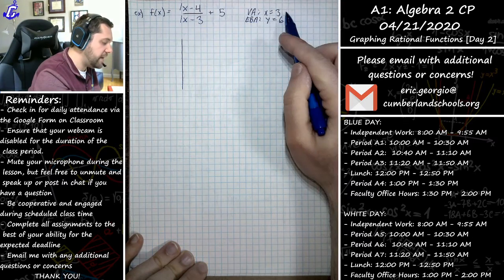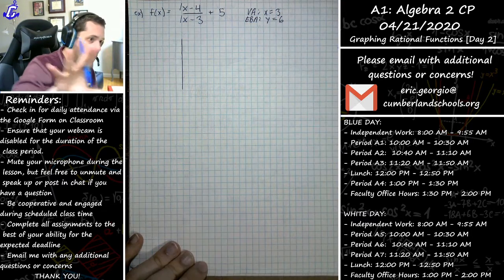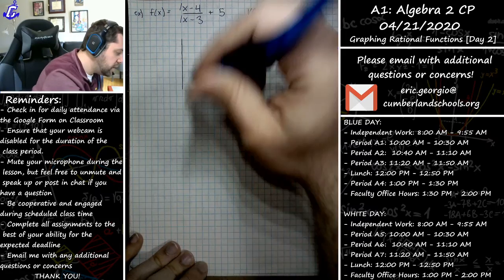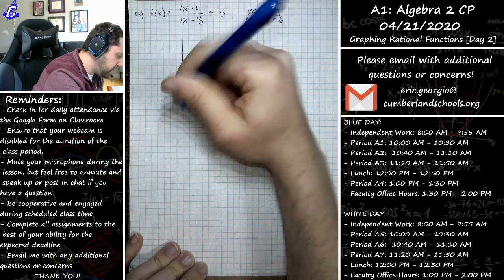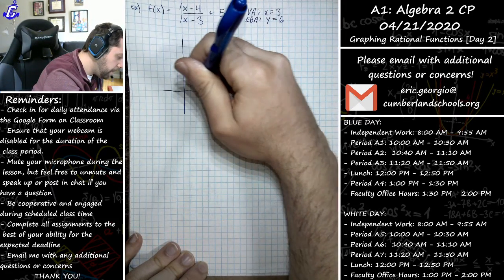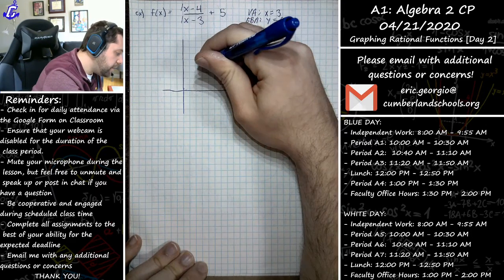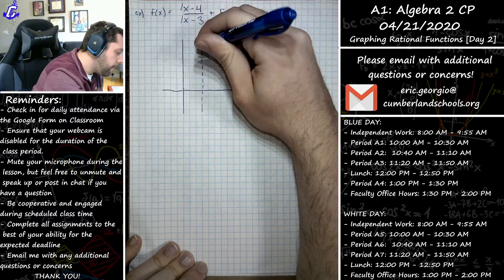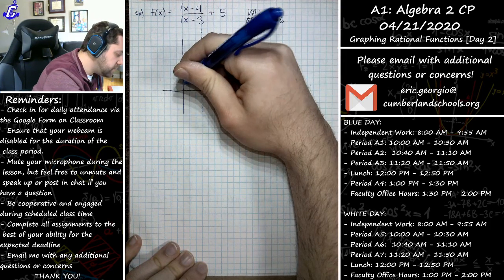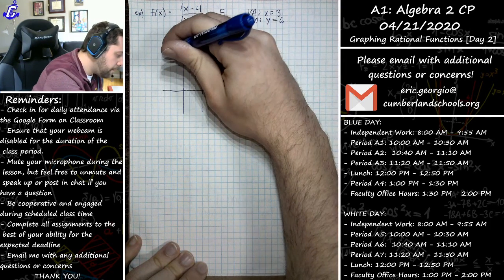Notice since our vertical asymptote and horizontal asymptote are kind of far into the first quadrant, I'm going to go ahead and leave a lot of space up there so I don't waste a lot of space on my paper. My vertical asymptote is at 3, right about there. My horizontal asymptote is 6. 1, 2, 3, 4, 5, 6.